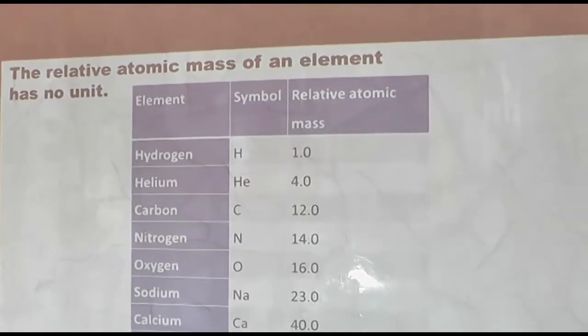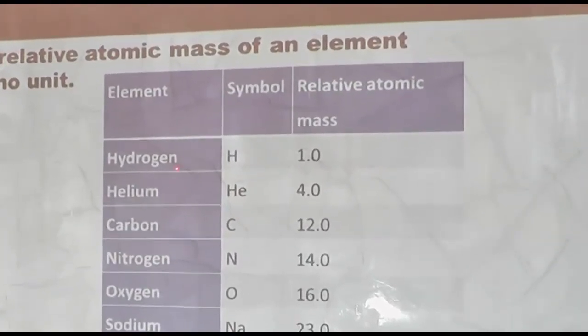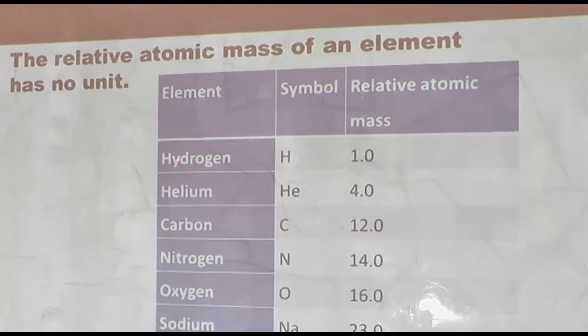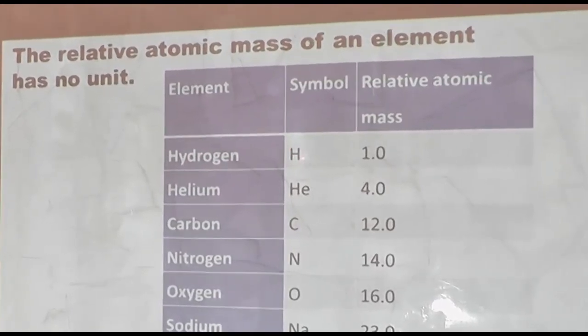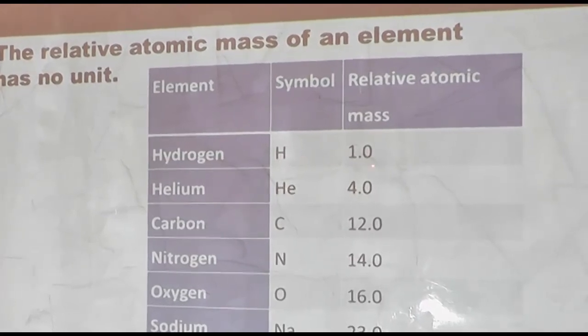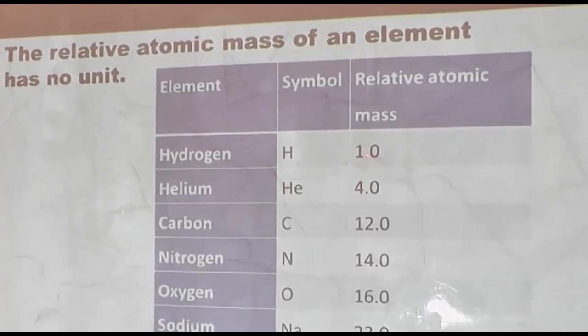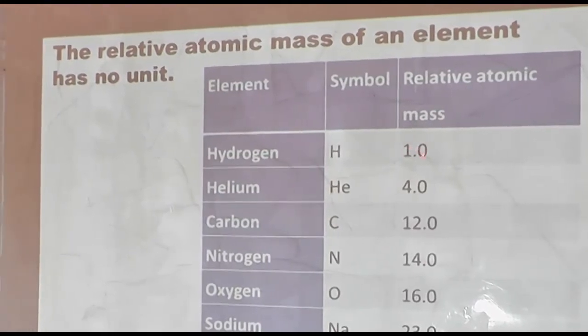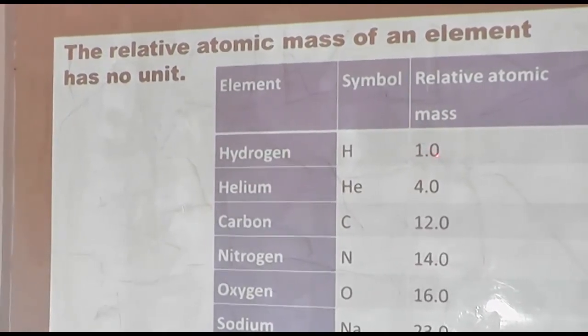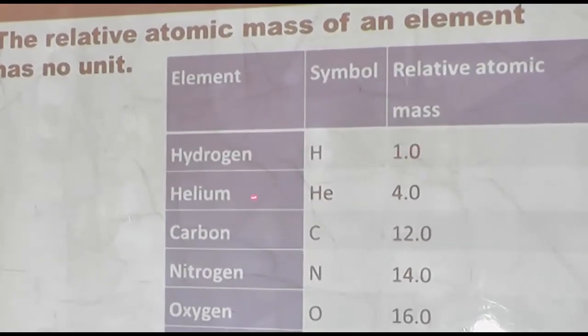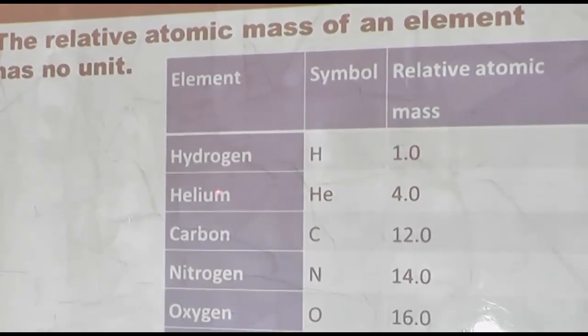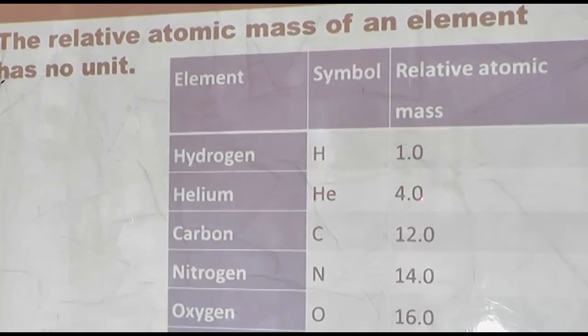The first element there is hydrogen. From our previous classes, the chemical symbol of hydrogen is capital letter H with a relative atomic mass of 1.0. That's because hydrogen has no neutron. The second is helium, He. Relative atomic mass is 4.0. Carbon, capital letter C, 12.0, like I told you in the course of this lesson.